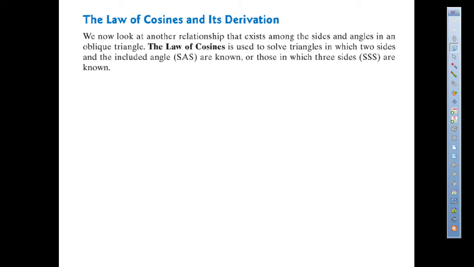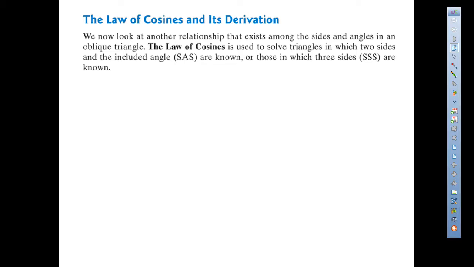The law of cosines is used to solve triangles in which two sides and the included angle are known, or those in which three sides are known. So that's what we're dealing with here. Very specific applications for these two laws.